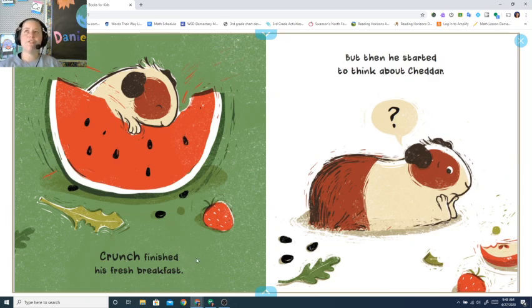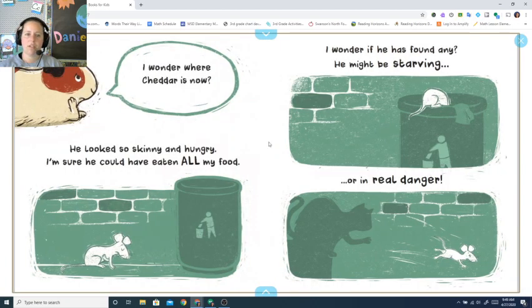Crunch finished his fresh breakfast. But then he started to think about Cheddar. I wonder where Cheddar is now. He looks so skinny and hungry. I'm sure he could have eaten all of my food. I wonder if he found any. He might be starving or in real danger.